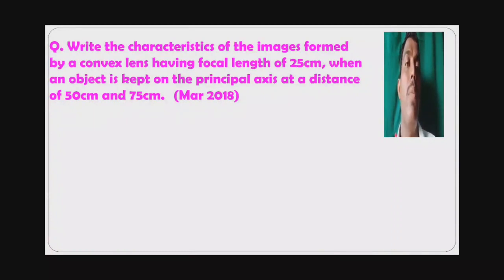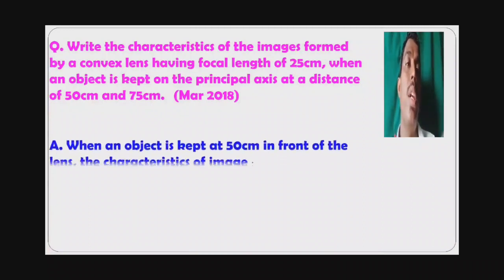The object is placed at 50 centimeters. Here the focal length is 25 centimeters, so the radius of curvature is 50 centimeters. So an object placed at 50 centimeters is nothing but an object placed at C. An object placed at 75 centimeters is nothing but an object placed beyond C. This question was given in the public examination of March 2018.